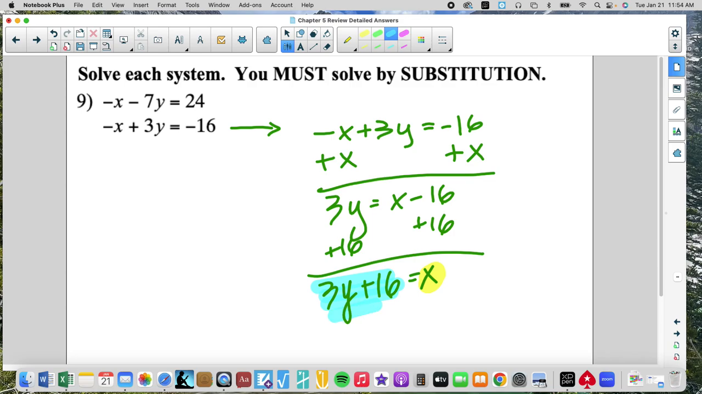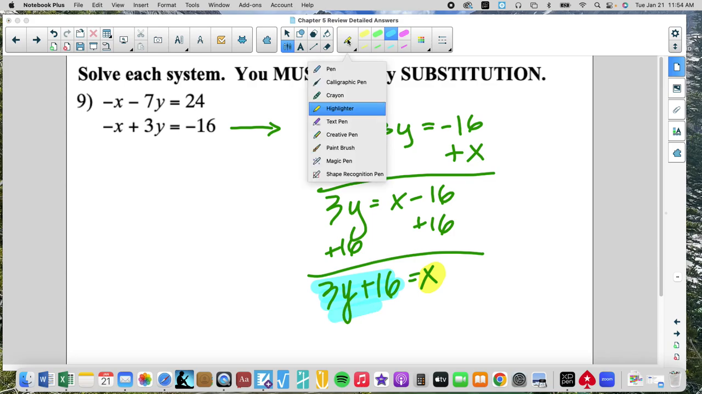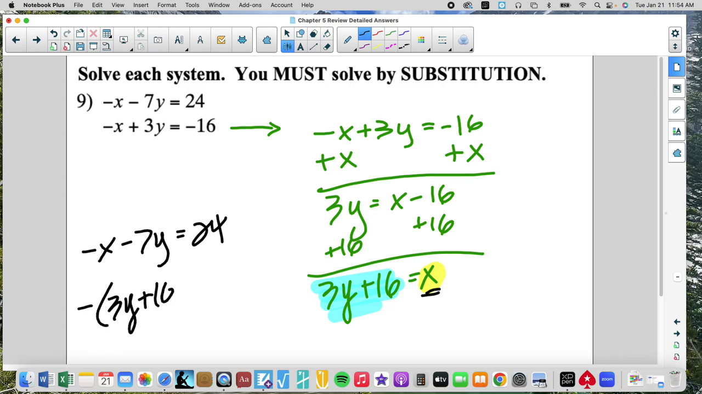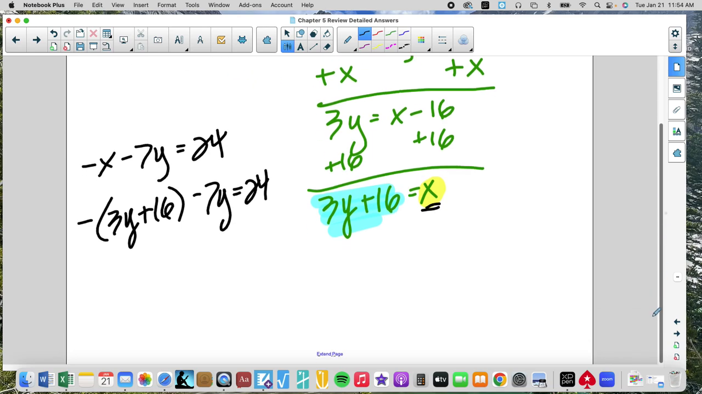I'm going to use the other equation that I didn't, which is the top equation. And, ooh, I like this. It says negative x minus 7y equals 24. So when I substitute this in for positive x, I need to have this negative outside. And then you're left with 3y plus 16, because I want the opposite of what x is. So that was a little tricky. That's probably where many students made their mistake, is they just plugged in the positive x value.